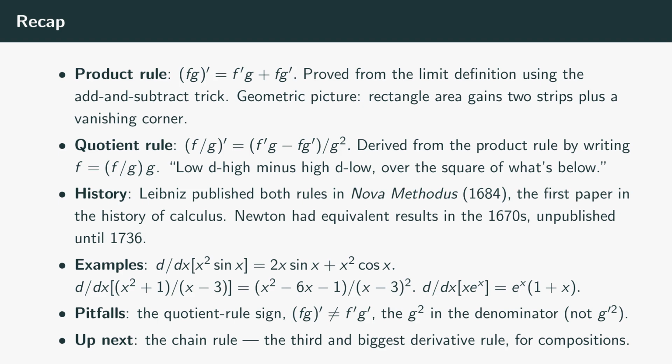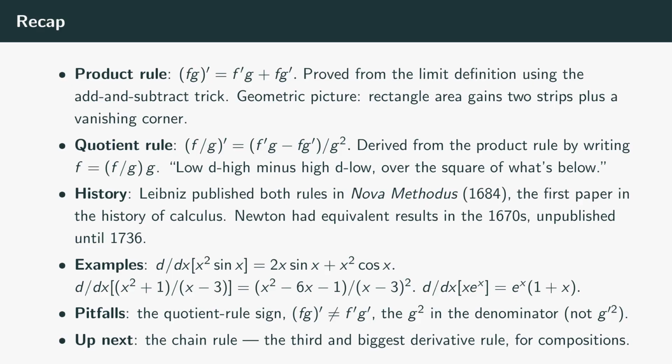Quotient rule, derivative of f over g equals f prime g minus fg prime over g squared, derived in 3 lines from the product rule by writing f as f over g times g. Mnemonic, low d high minus high d low over the square of what's below. History, Leibniz published both rules in October 1684 in Nova Methodus, the first published paper in the history of calculus. Newton had equivalent results a decade earlier but didn't publish them.